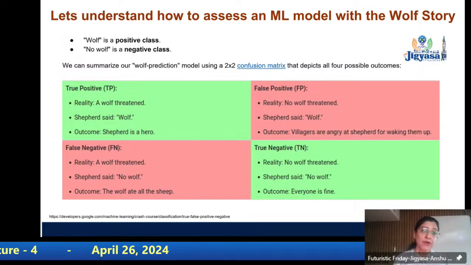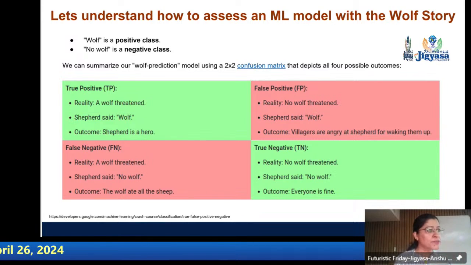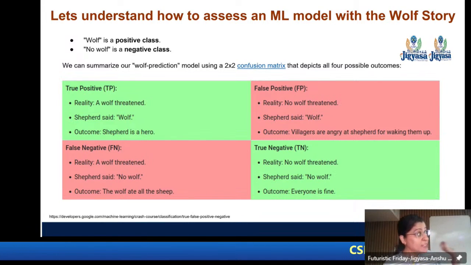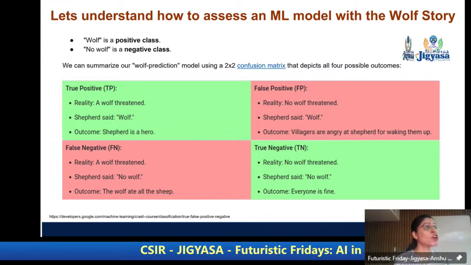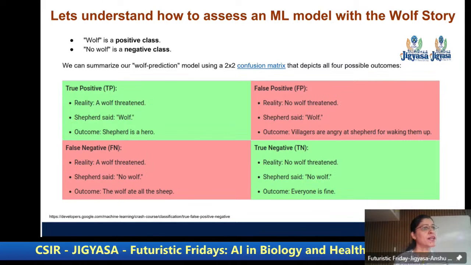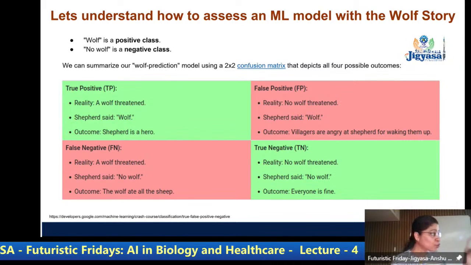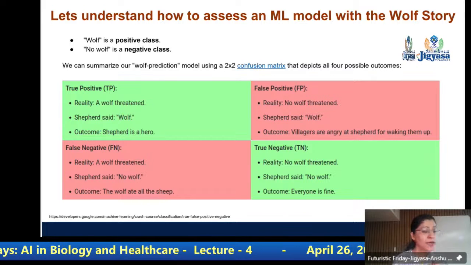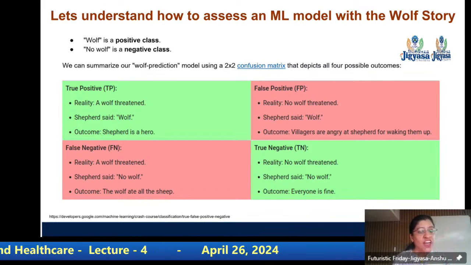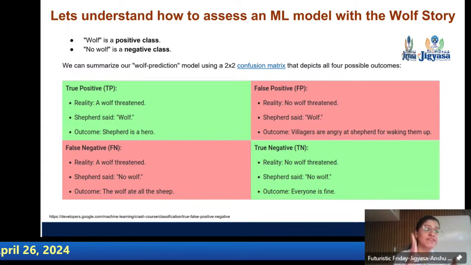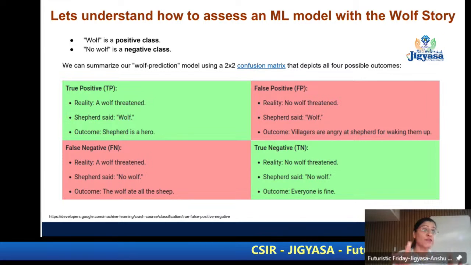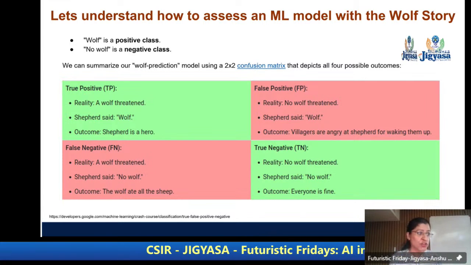All right. Now, in this case, what is a true positive? Imagine there was actually a wolf and the shepherd said wolf. The shepherd becomes a hero because he saved everybody's life, because it was a true call, right? What is a false positive? There is no wolf, but the shepherd says wolf. What happened? The villagers will beat him up. Then why did you wake us up in the middle of the night when there was no wolf? Right? So it's not a good thing.